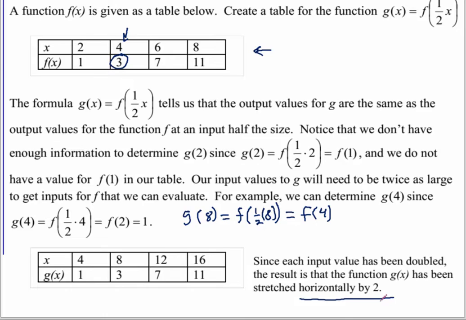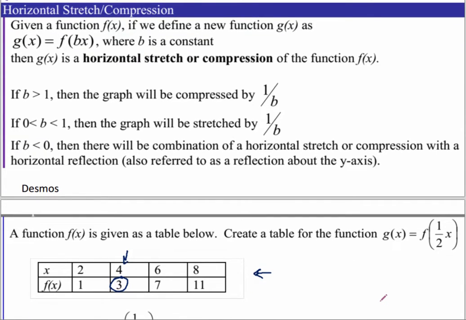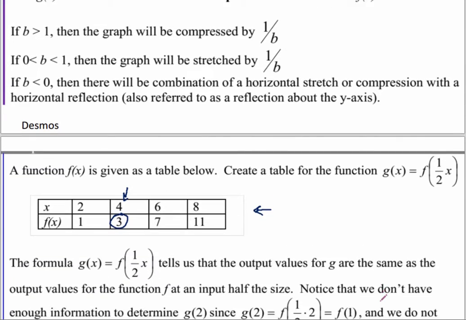Okay, so let's go back up and take a look at our table here for a moment. So horizontal stretch or compression. Given f of x, we define a new function g of x, where g of x is equal to f of bx, where b is a constant, and g of x is a horizontal stretch or compression of the function f of x. If b is greater than 1, then the graph will be compressed by 1 over b. If b is between 0 and 1, then the graph will be stretched by 1 over b. If b is less than 0, then not only are we going to have a horizontal stretch, we're also going to have a horizontal reflection. But we'll deal with those separately. We'll take these on as different pieces.